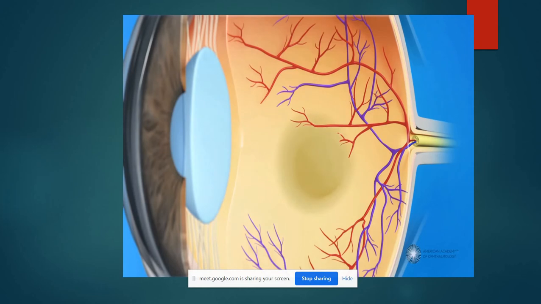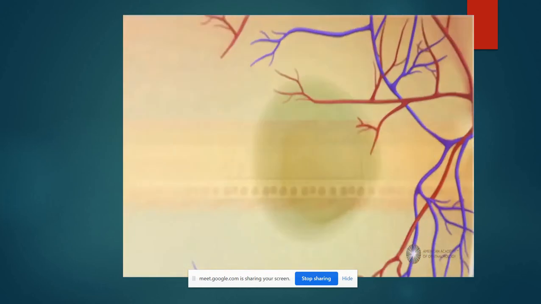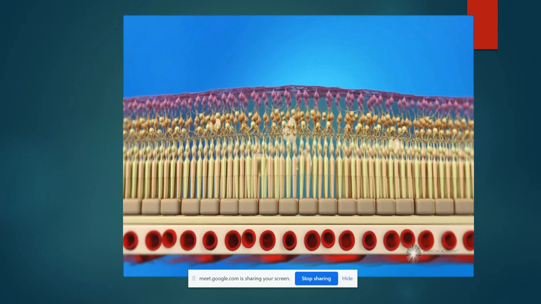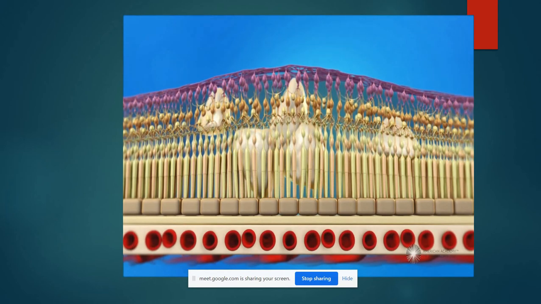edema, blood vessels in the retina begin to leak. When this occurs, it can cause the macula to swell or thicken. Because the macula is responsible for our central or pinpoint vision, macular edema will affect your ability to see clearly.